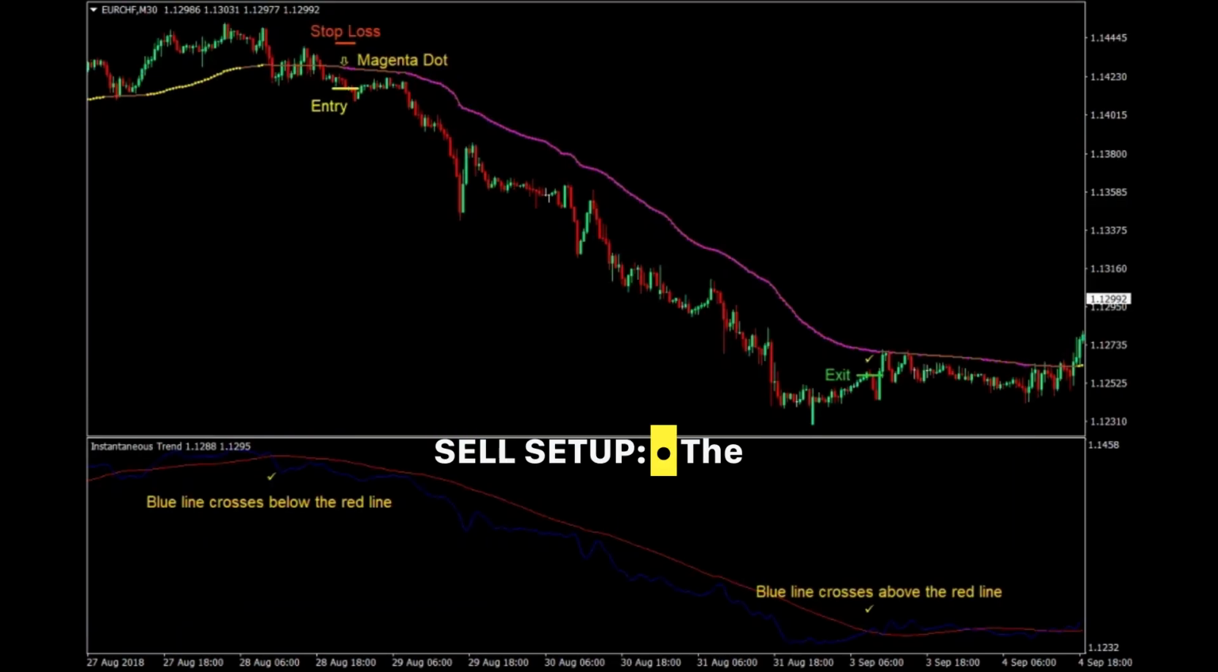Sell setup. The trend direction indicator turns red, trend is down. Price is below the key moving average, confirming bearish bias. A lower high in price structure forms, showing weakness. Enter sell at the next candle after confirmation.